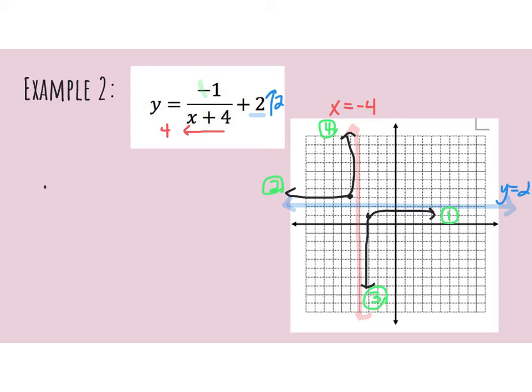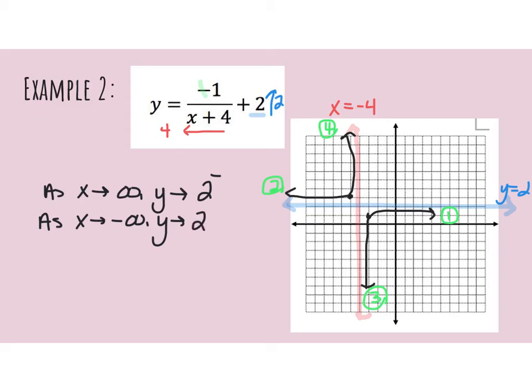As x approaches positive infinity, y is approaching 2. Notice that this time it's underneath of it, so it's approaching 2 from the negative side, or underneath. As x approaches negative infinity, y is approaching 2. This time that sign is above it, so it's approaching from the top.